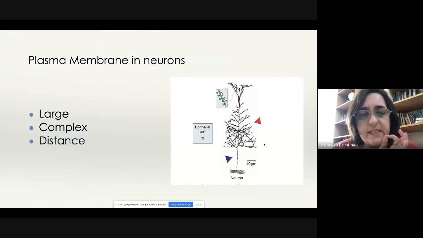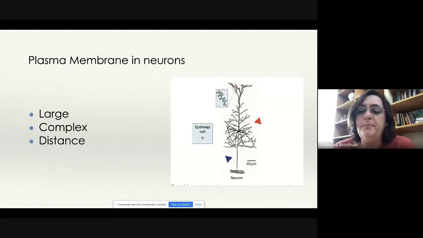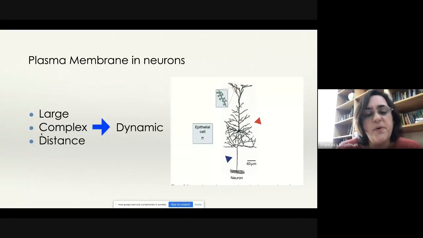One interesting aspect of neurons is that they have a complex morphology. If you see here, this is a pyramidal neuron compared to an epithelial cell. What you can observe is that the plasma membrane of this neuron is large and complex. It can cover a long distance, and we all know it is also very dynamic. It changes with experience, it changes with extracellular cues, and it changes according to the connectivity that this neuron has.